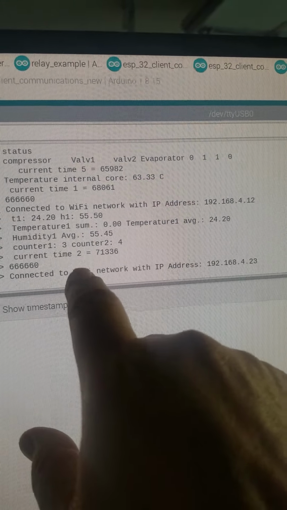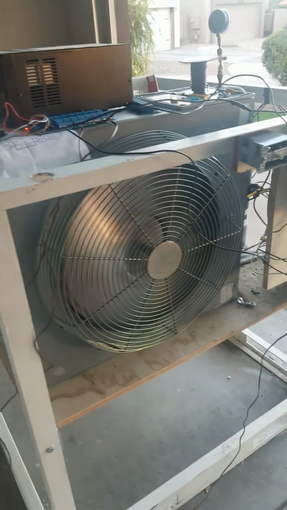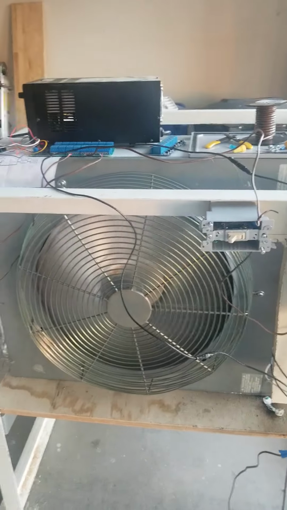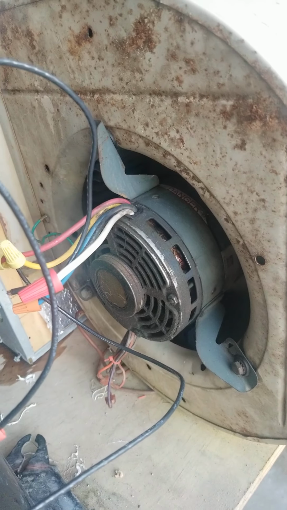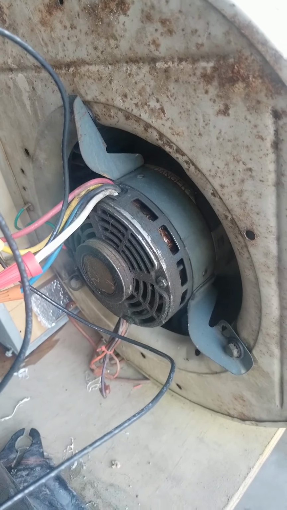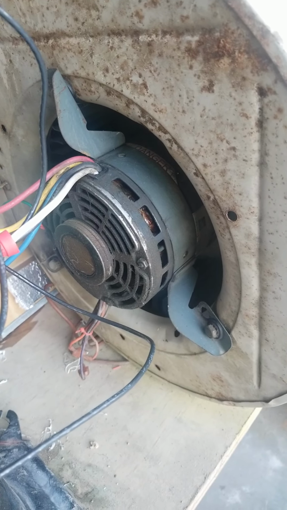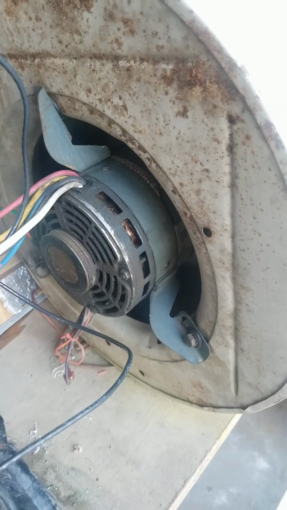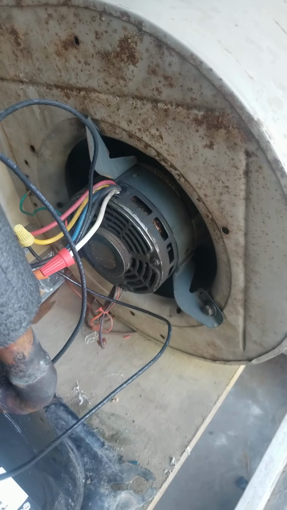Next cycle is going to start working. So it turns on the compressor and the fan of the condenser, and in about 2 more seconds it's going to turn on the fan of the evaporator. It is now. I turn on the fan of the evaporator.